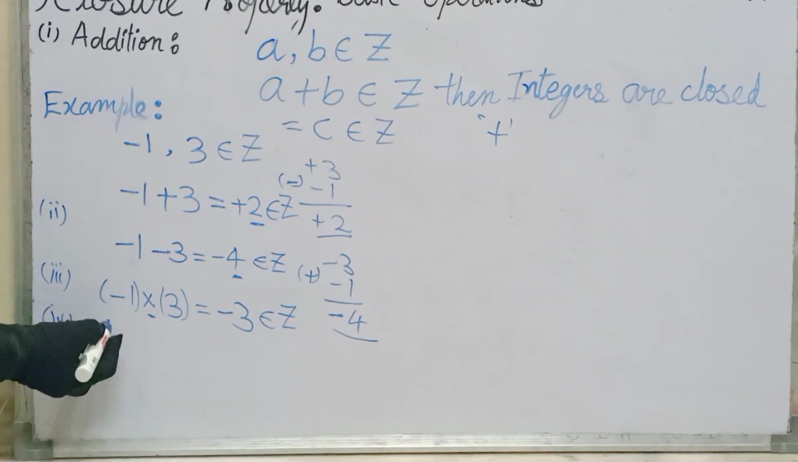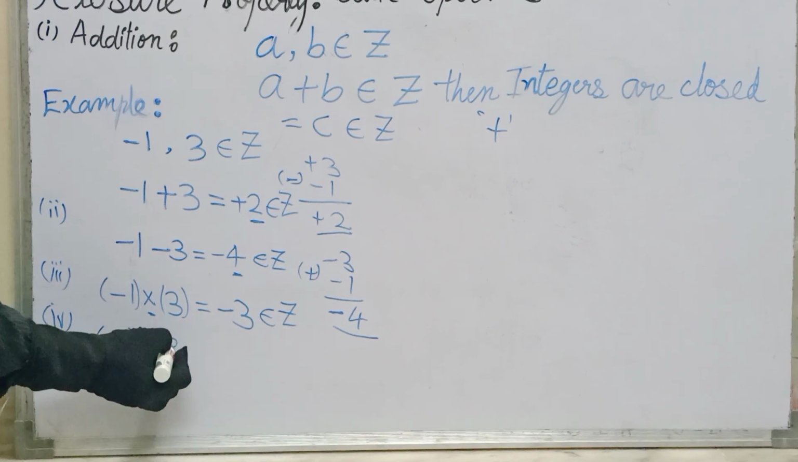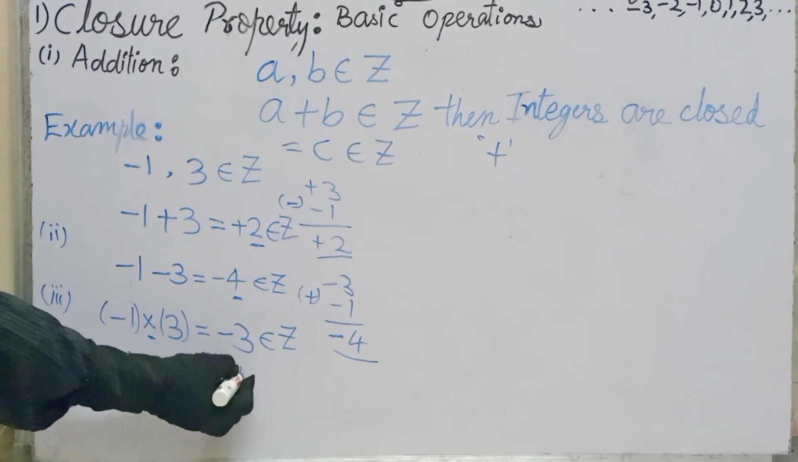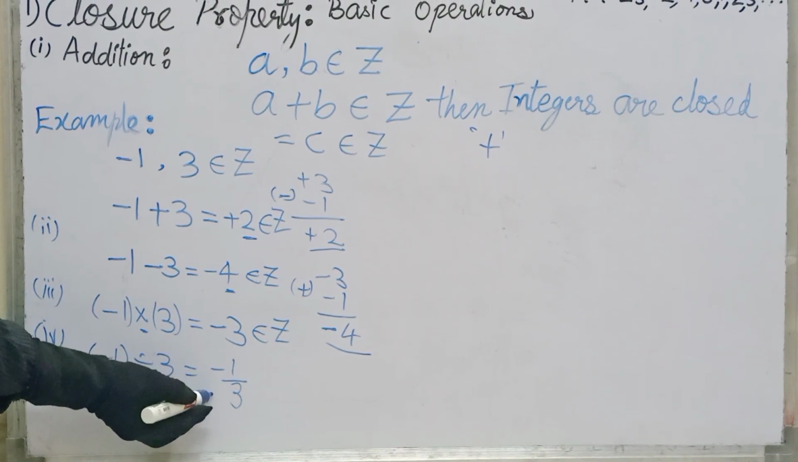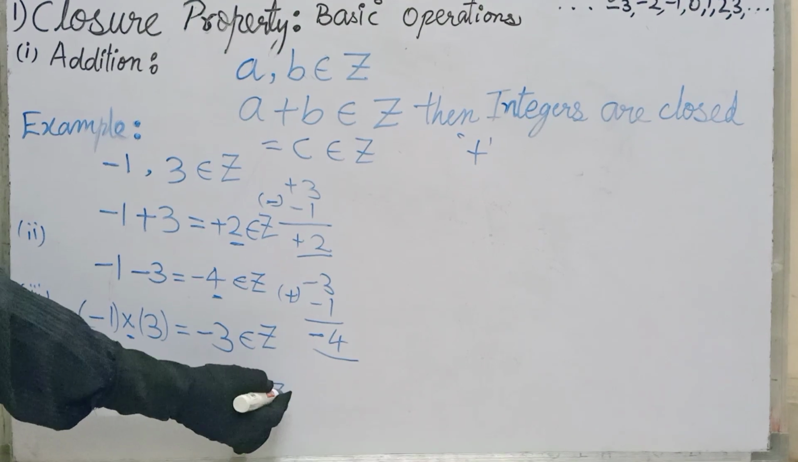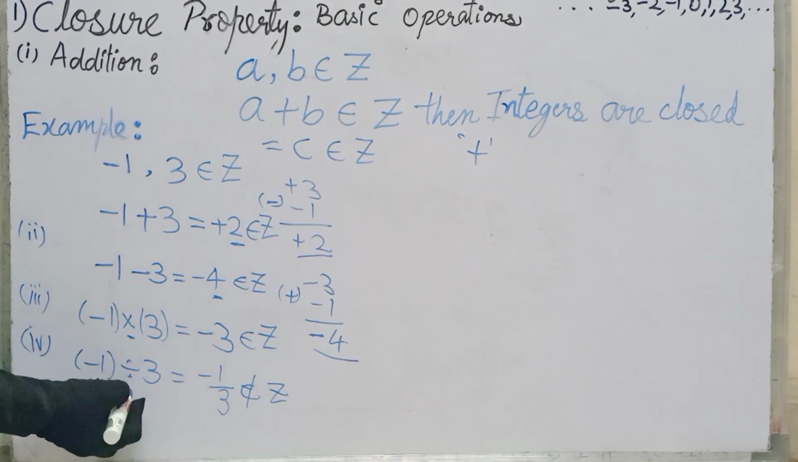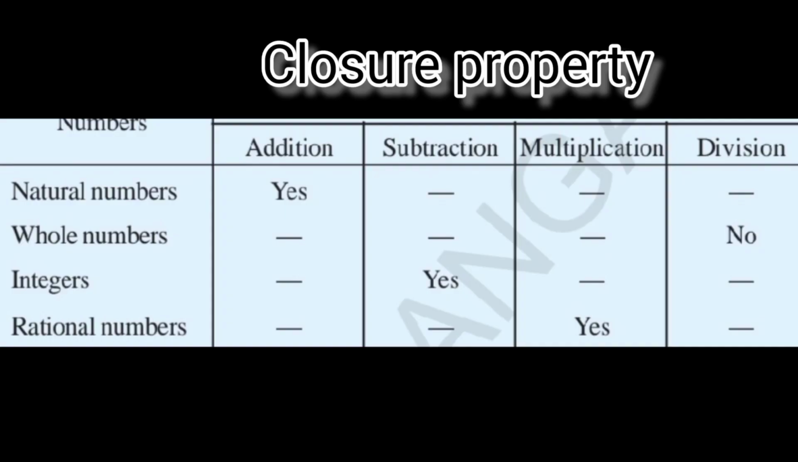Now what is -1 divided by 3? So it will be minus 1 by 3. But this is a rational number. It is not an integer. So it does not belong to integers. So we can say that integers are not closed under division. Okay. Is it clear?